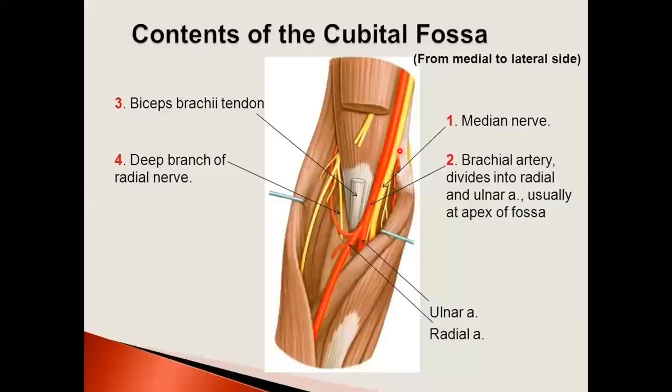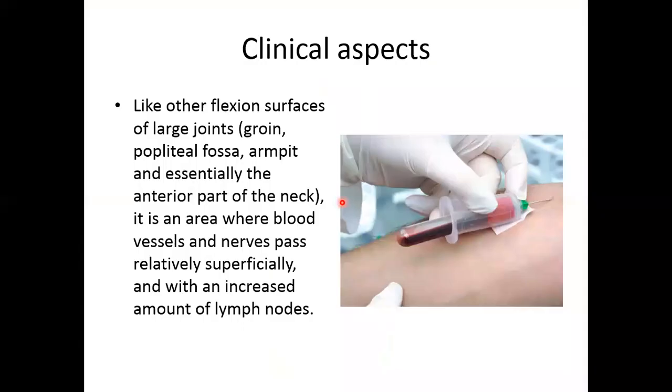In this diagram, you can see this is the medial side, while this is the lateral side. The medialmost content is the median nerve. Then next to the median nerve, we have the bifurcation of the brachial artery. Then lateral to the bifurcation of the artery is the tendon of the biceps. And then next to the tendon of the biceps is the deep branch of the radial nerve.